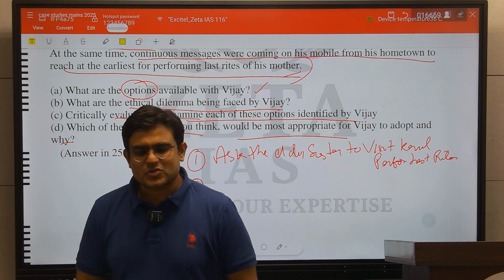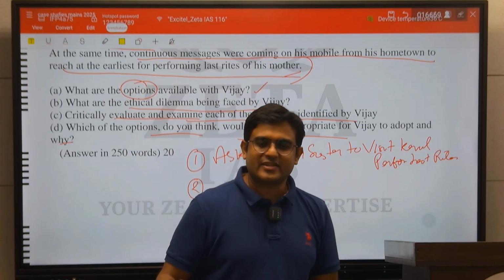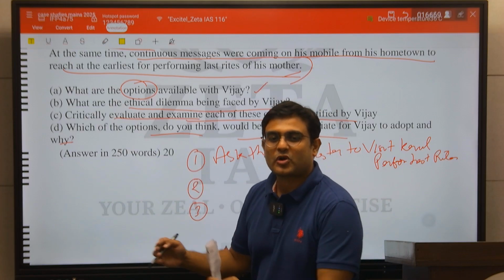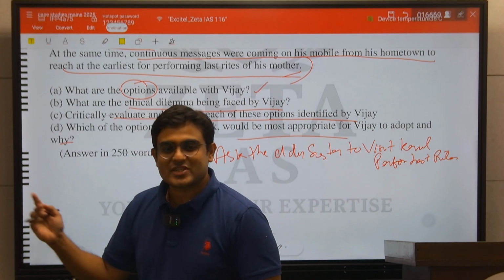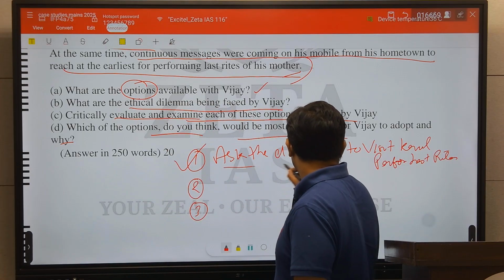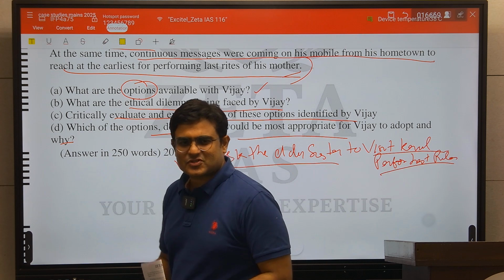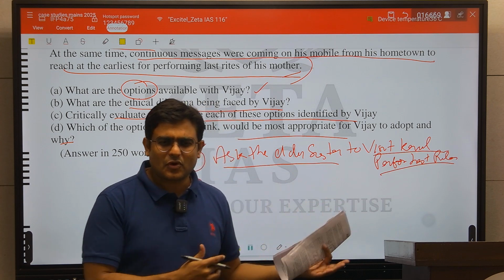Now, she can also take the help of the US Embassy. It's in Chennai, so the nearest embassy for her will be Chennai. She can coordinate with the US Embassy. She's a US citizen. So that way, one option can be to ask her elder sister to visit Kerala and perform the last rites of her mother, and he can attend through online.